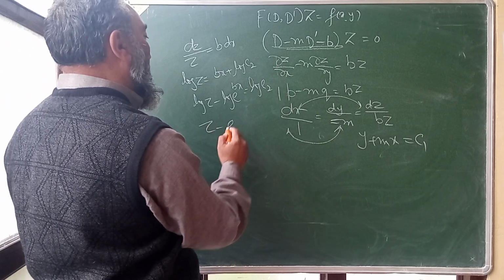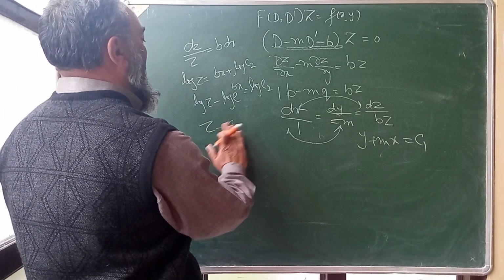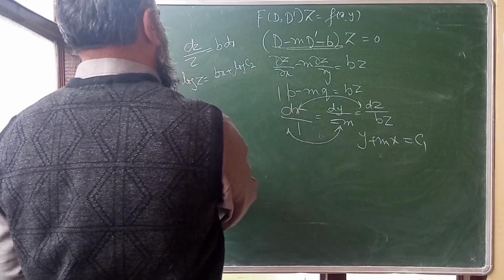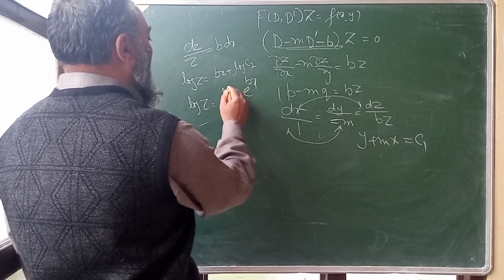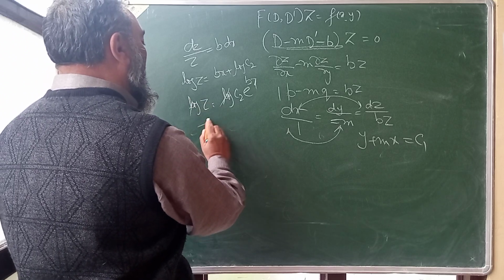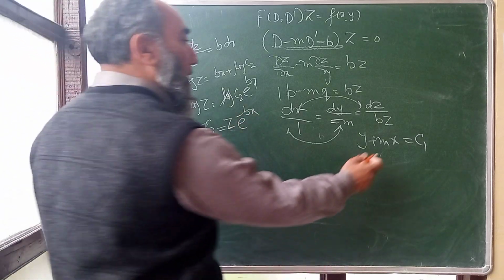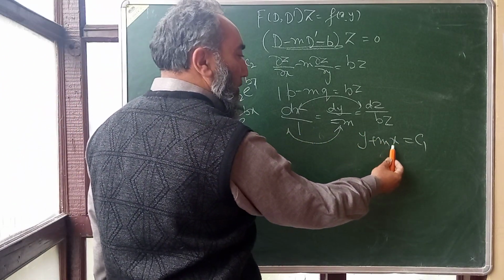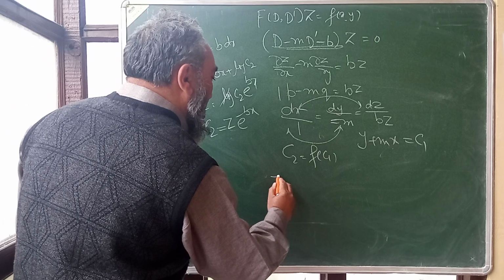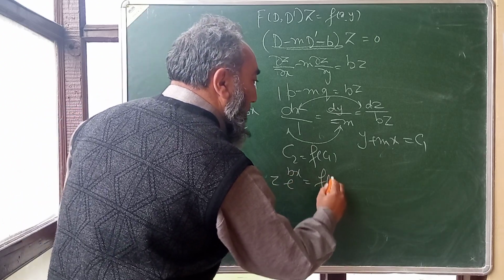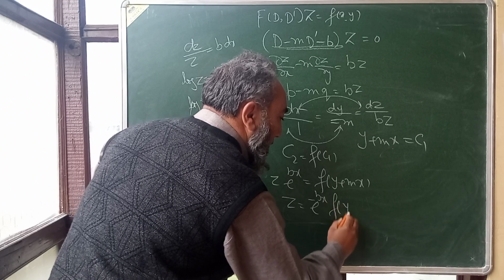Or I can write it as log z equals log c2 e to the power bx. So what is your c2? Your c2 is z e to the power minus bx. So my solution is either c1 as a function of c2, or c2 as a function of c1, or function of (c1, c2) equals 0. If I take c2 as a function of c1, then my solution is z e to the power minus bx equals a function of y plus mx. So what is z? z equals e to the power bx times a function of y plus mx.